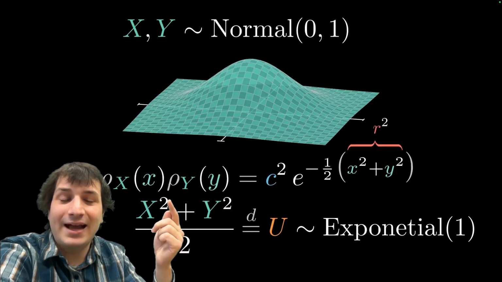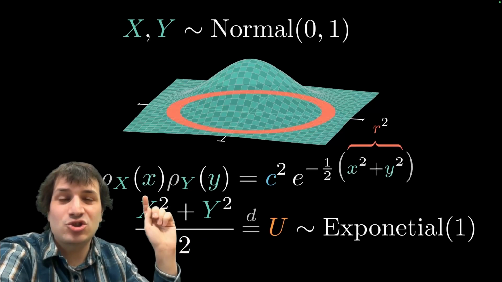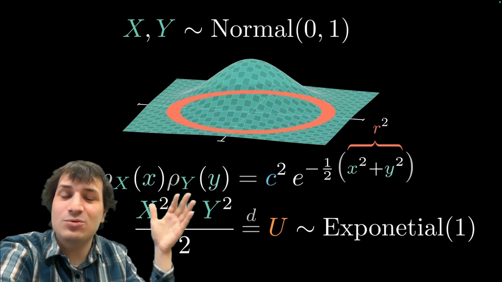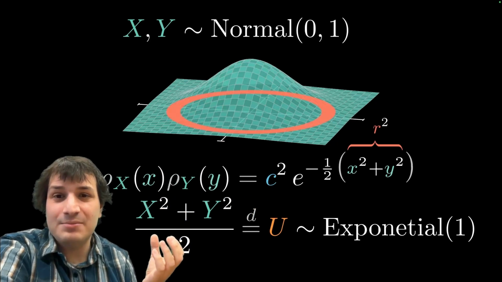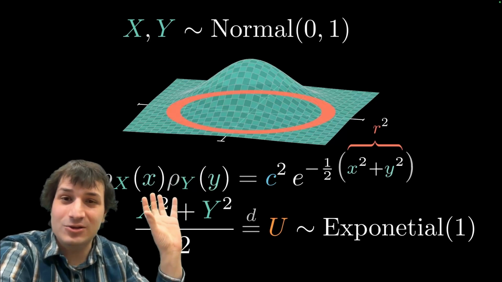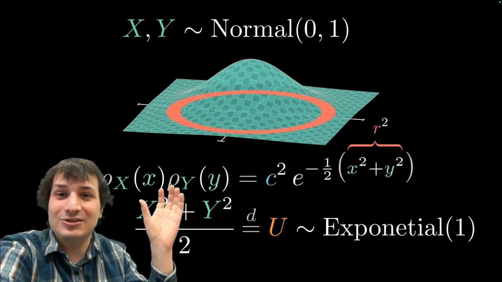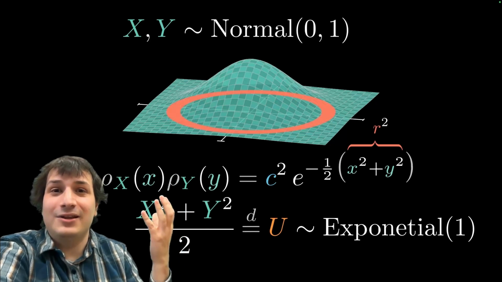So if we call x squared plus y squared r squared, what this is saying is if you look at a circle of radius r in the xy plane, then every single one of those points has exactly the same probability density. And that is why the picture has this circular symmetry, right? You can spin the picture around and it doesn't look any different because all of the points in a circle have the same exact likelihood to be chosen.